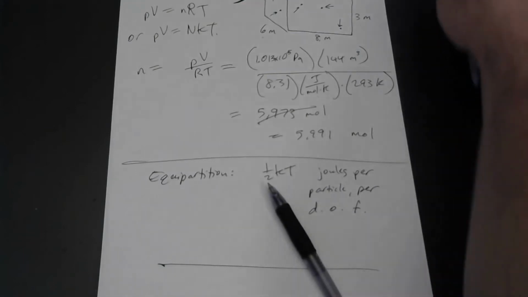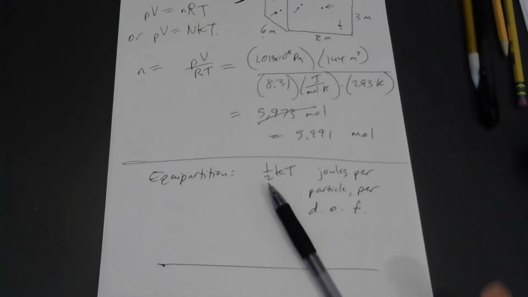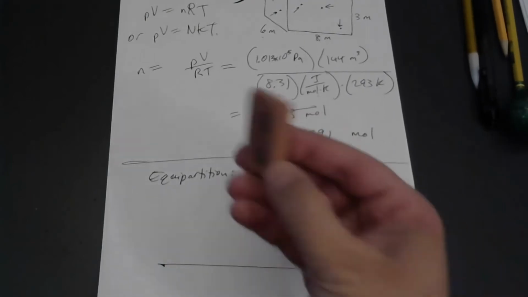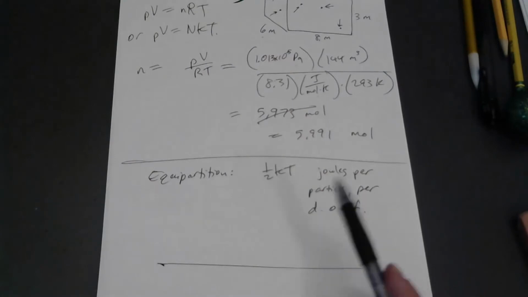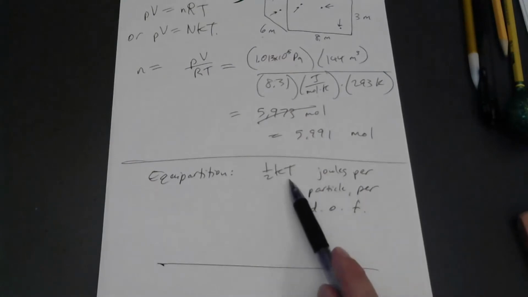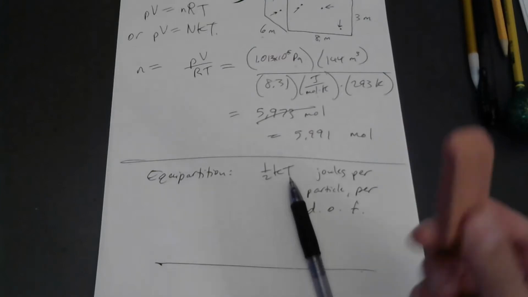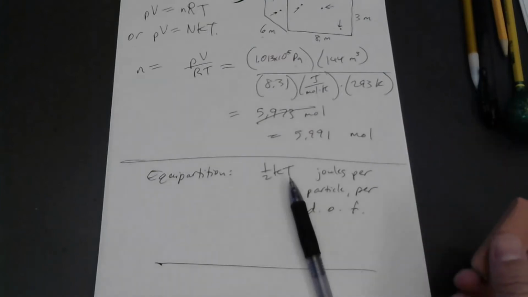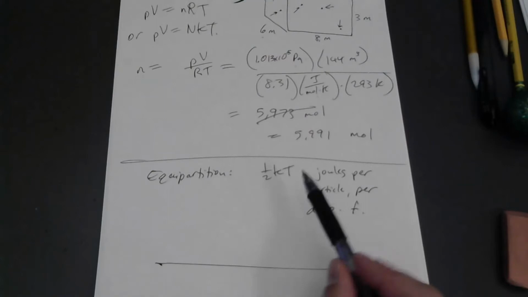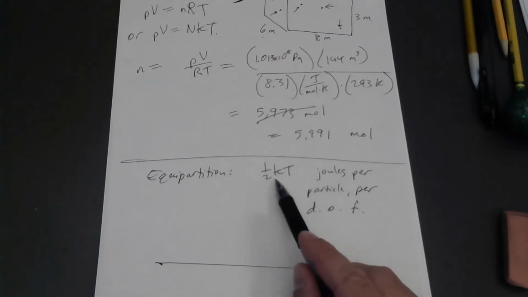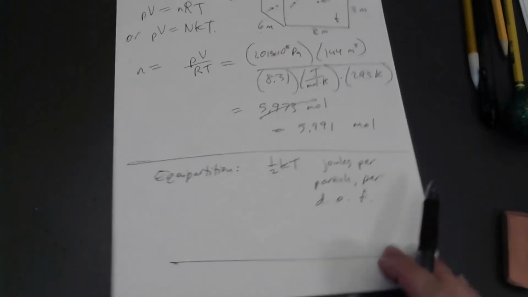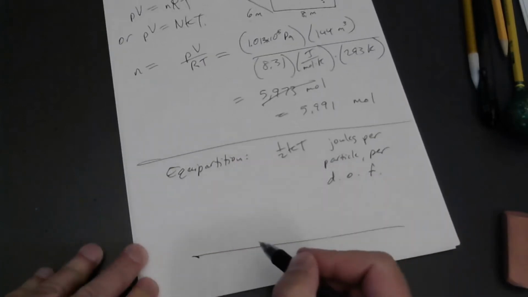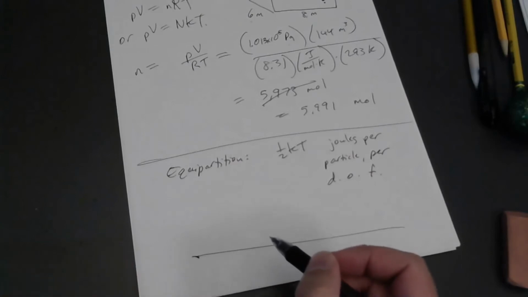Remember, for a monatomic gas, where's my rubber ball here? I'll use the eraser. If this is a single atom of argon, for instance, it can move this way, this way, this way. It's got 3 degrees of freedom, but there would be 1/2 kT joules of energy associated with this particle per degree of freedom. So that would be a total of 3/2 kT per particle. And remember, even 300 kelvins times 10 to the negative 23rd gives us that appropriately small amount of energy per particle.